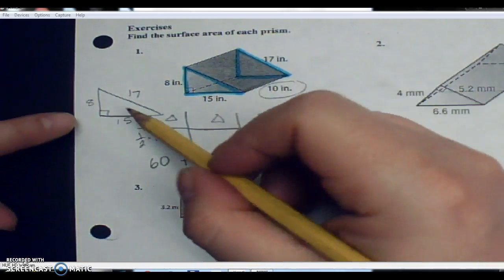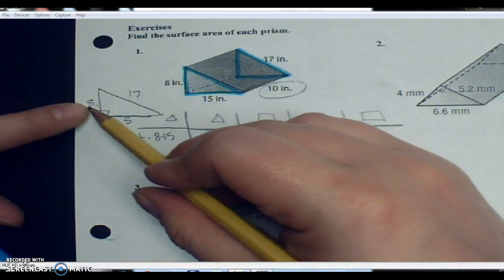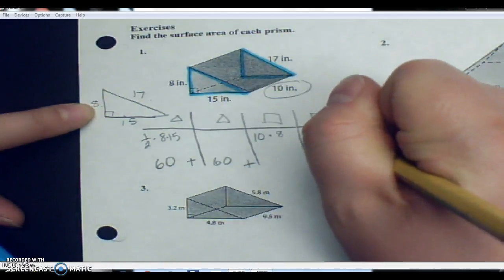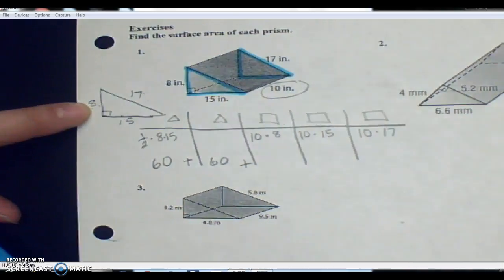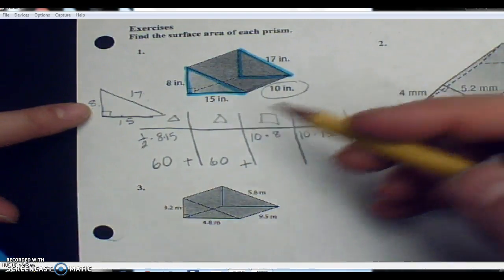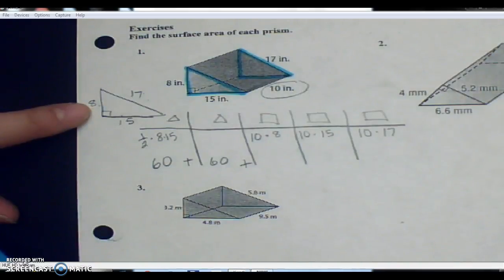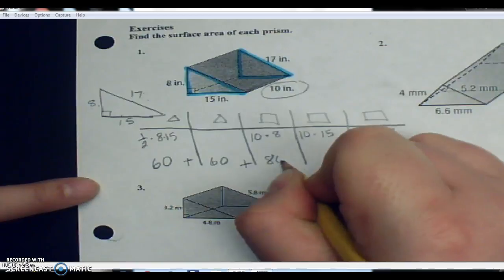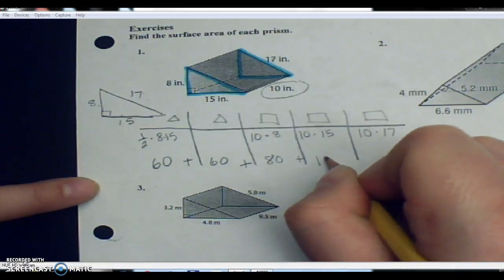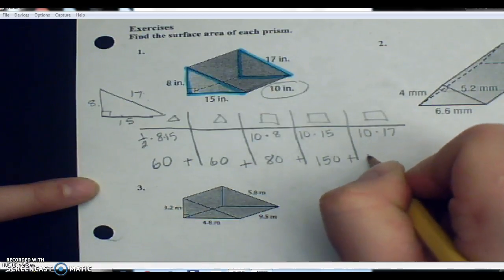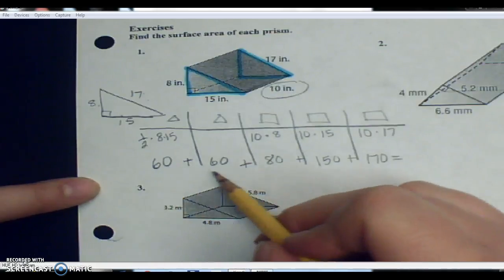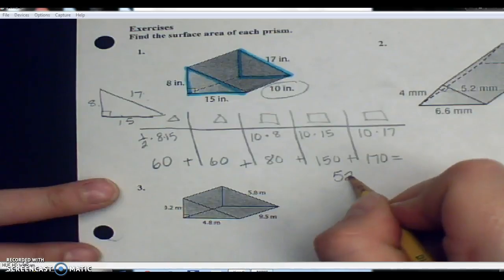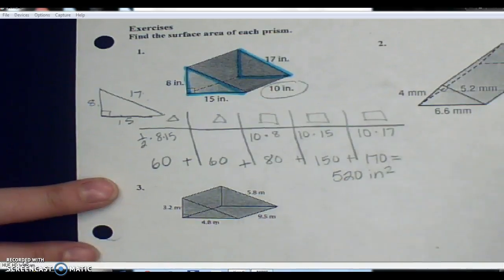Then I'm going to look at the 3 dimensions of my triangle, 8, 15, and 17. Those are the 3 sides of the triangle. It's the second dimension on the 3 rectangles. Notice there's 3 rectangles, 3 sides on a triangle. Now I can go ahead and multiply those. If I add all of these up, type it in my calculator, you get 520 square inches.